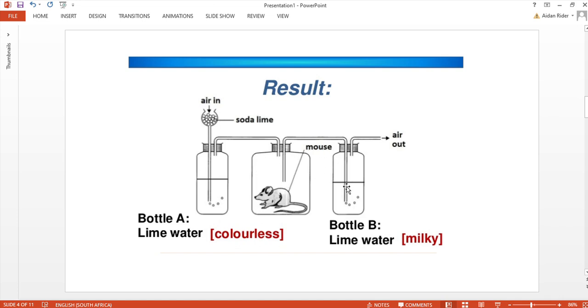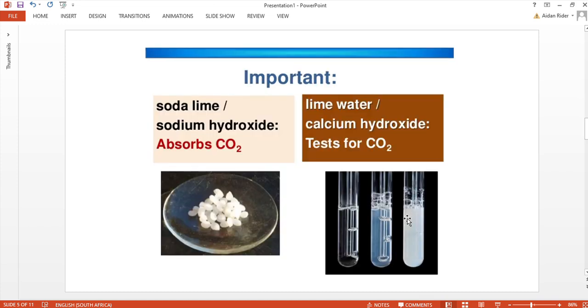In bottle B, the lime water will turn milky, or the color of milk. So this shows that the rat actually breathes in oxygen and expels carbon dioxide. So it's important to know you get two types when they ask you this experiment in the exam. They can either use soda lime or lime water.